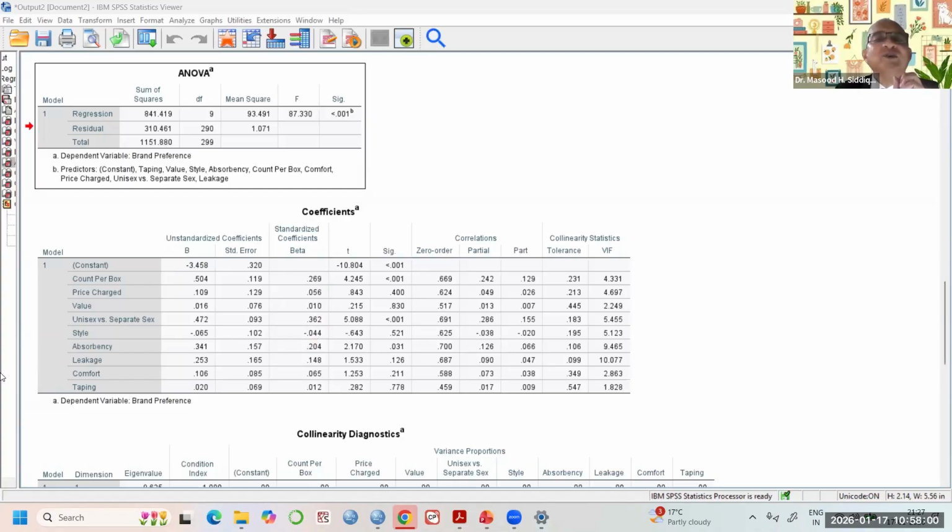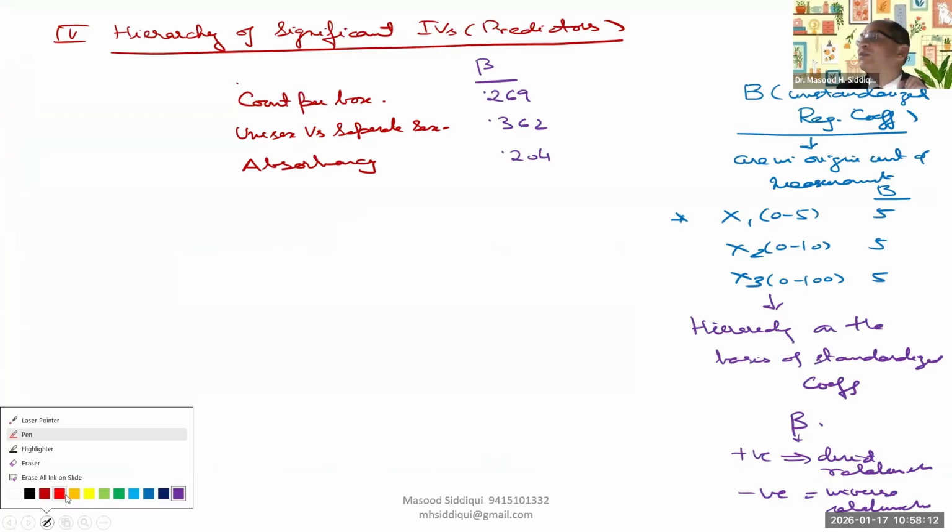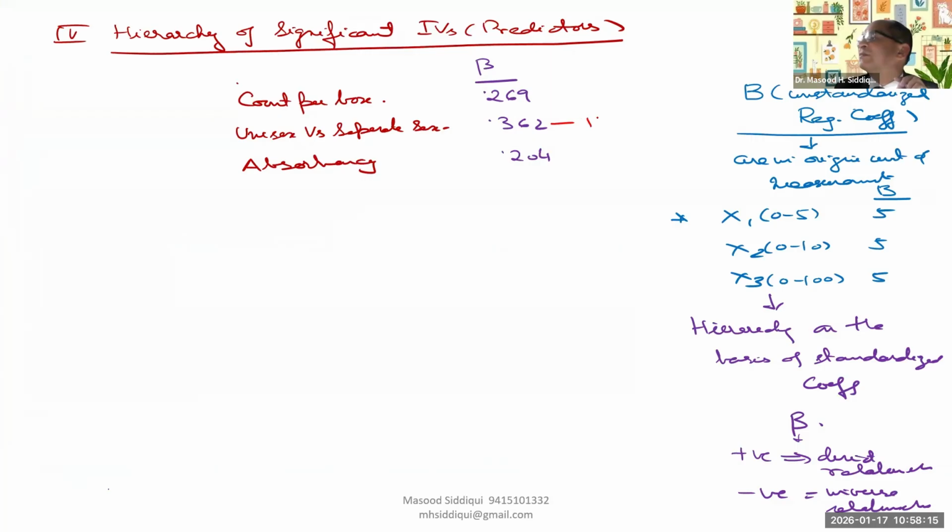I'm going back to our slides for the discussion. Now as we observe these values, the highest value is unisex versus separate sex, which is a fashion statement, more towards the construction part, and is number one. At number two, we have count per box. At number three, we have absorbency. This is first, second, and third. Since the product is quite well known, I have taken this case just for the purpose that we know about the diaper.